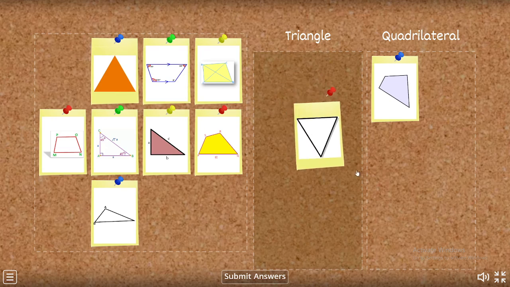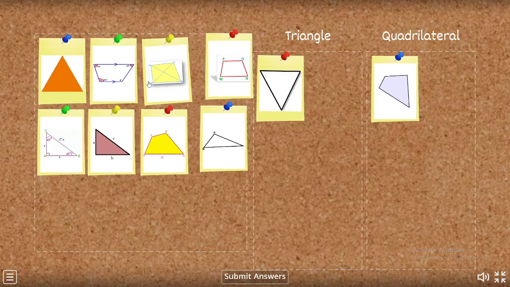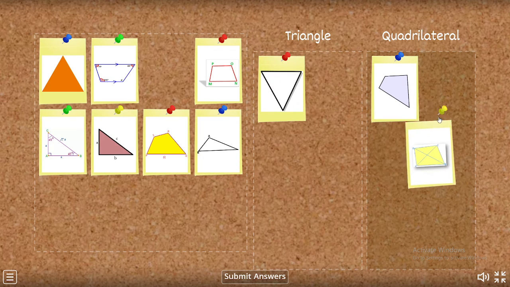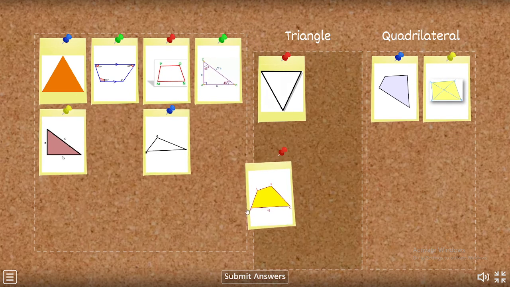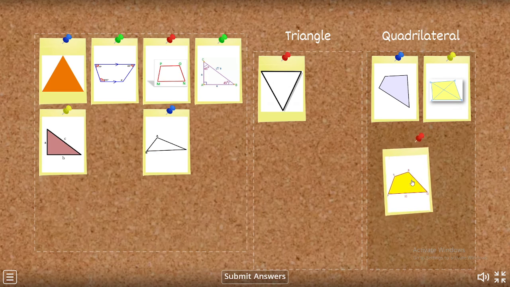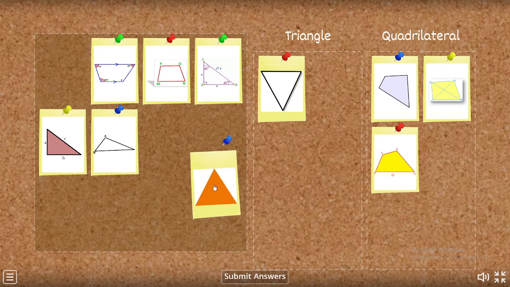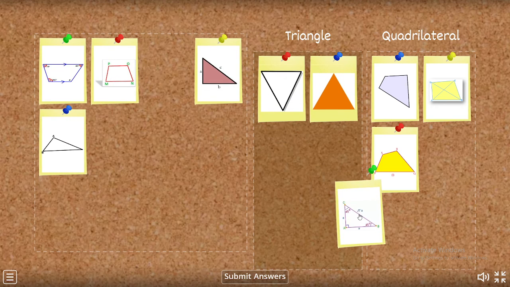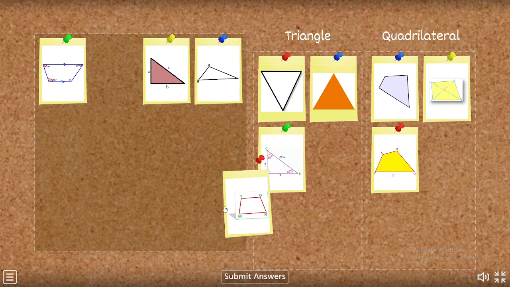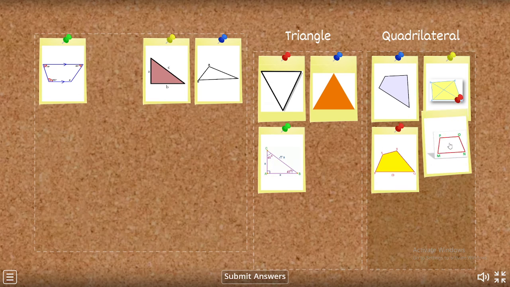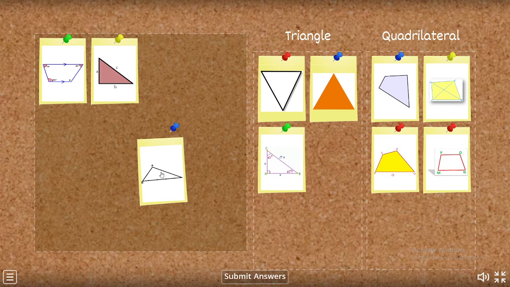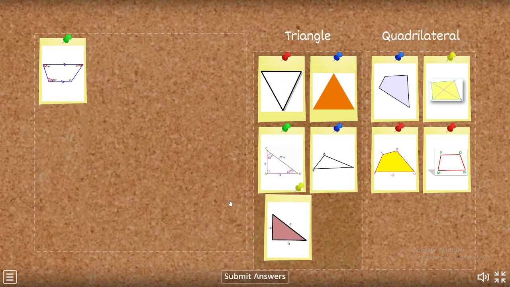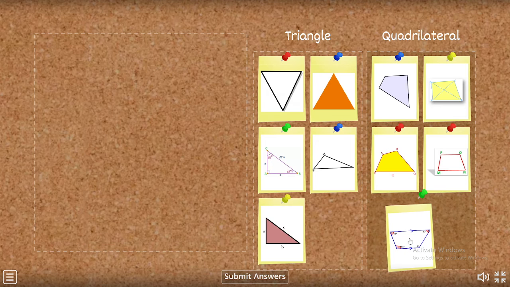Triangle or quadrilateral? Triangle. This one? Quadrilateral. This one? Quadrilateral. How about this? Triangle. How about this? Triangle. And this? Quadrilateral. How about this one? Triangle. How about this? Triangle. And this? Quadrilateral.